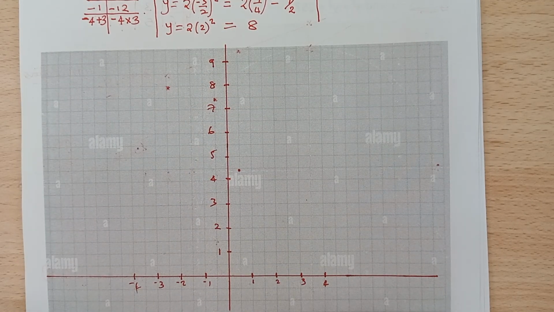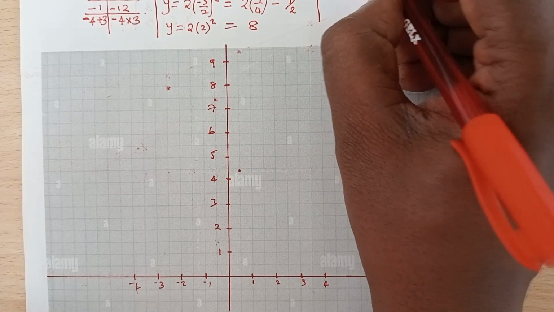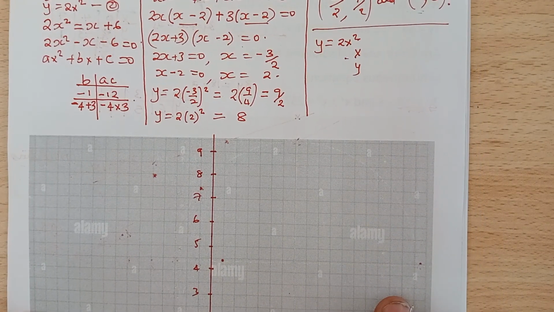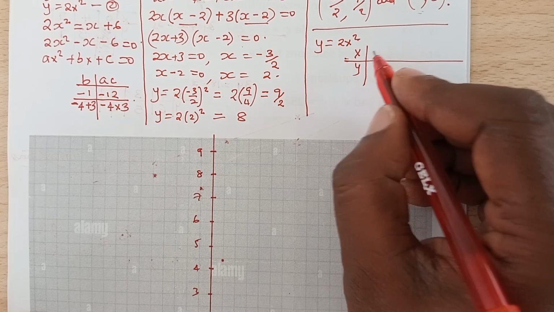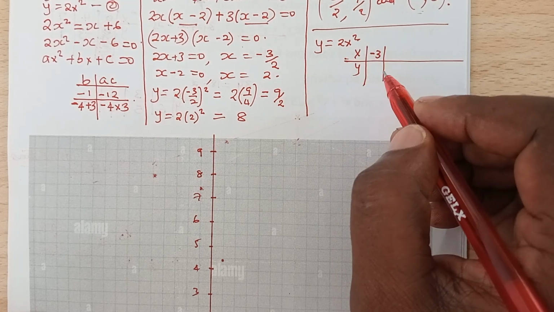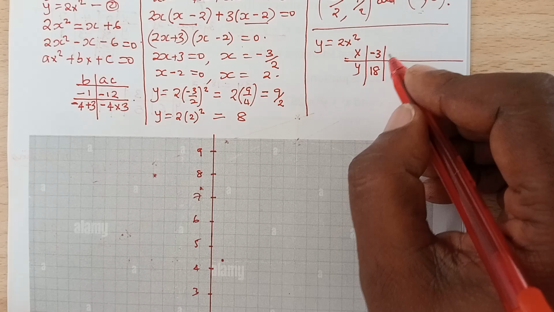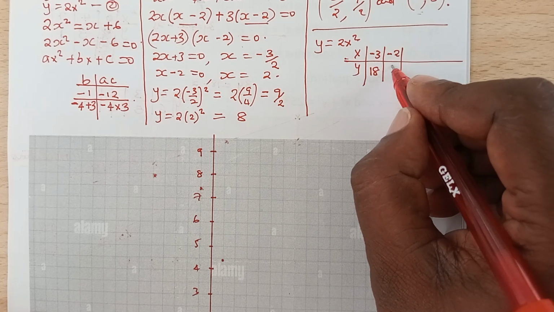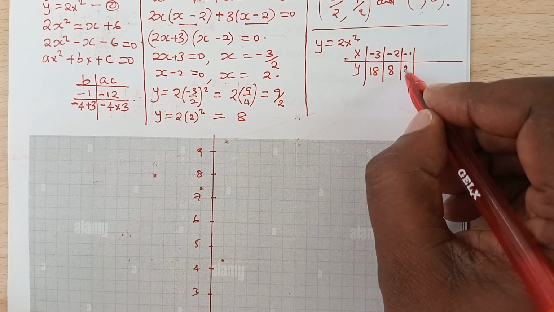And let us just have the plotting now. To start with, the graph of y is equal to 2x squared. Let's have x and y here being tabulated. When x is minus 3, squared is 9. 9 times 2 is 18, far above our axis. When x is minus 2, squared is 4. 4 times 2 is 8. When x is minus 1, minus 1 squared is 1, times 2, 2.